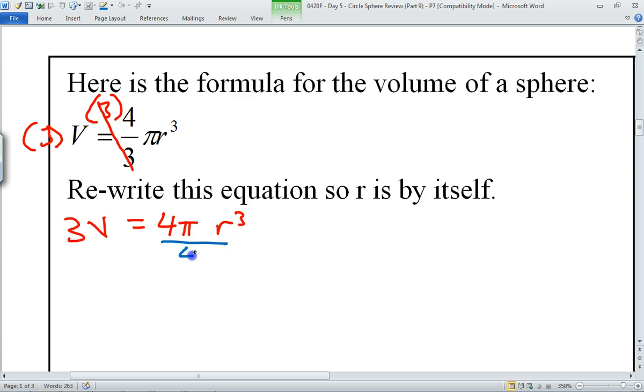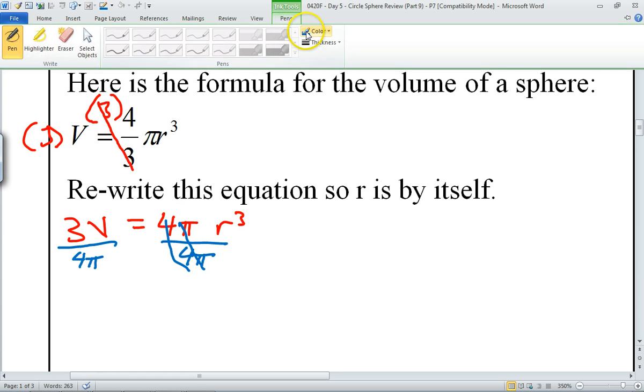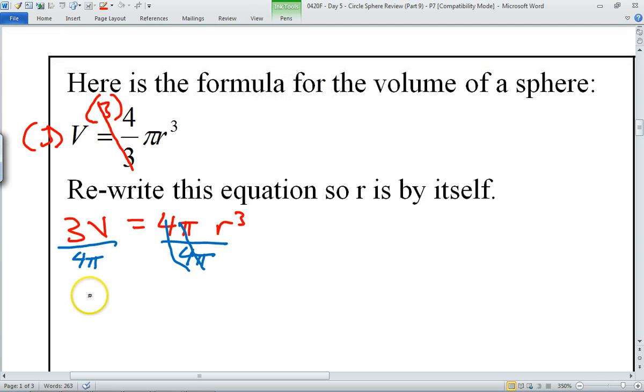Okay. If r is cubed, does that mean it's alone, and we have to get rid of the cube? We've got to get rid of the cubed as well. So we divide both sides by 4 pi. That way the 4 pi cancels itself out. And now I have 3v over 4 pi equals r cubed.